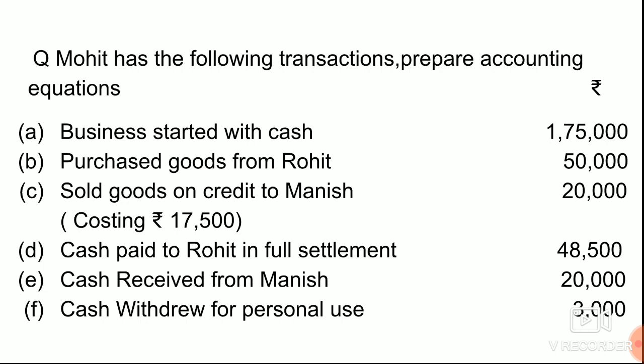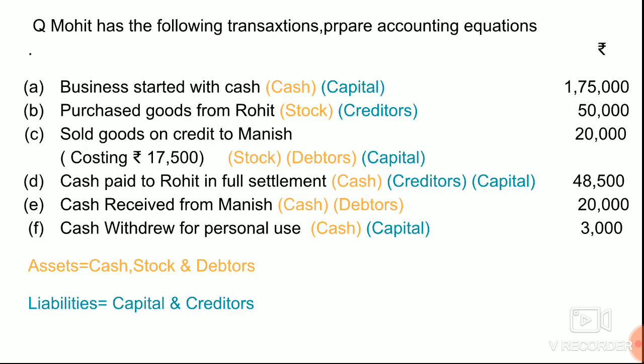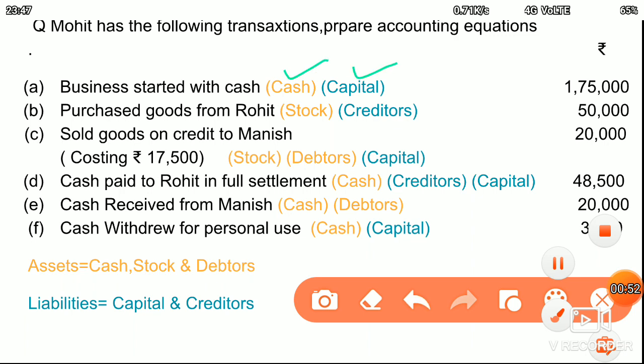equations related to them. So before I prepare the accounting equations, let me identify the accounts which will get affected in each transaction so that it will help me to identify exactly how many assets account I will need to open and how many liabilities account I need to open. I have done it, and this is the accounts that will get affected. Now let me talk about the first transaction. Number A, business started with cash. Now in this transaction, the two accounts that will get affected will be cash account and capital account.